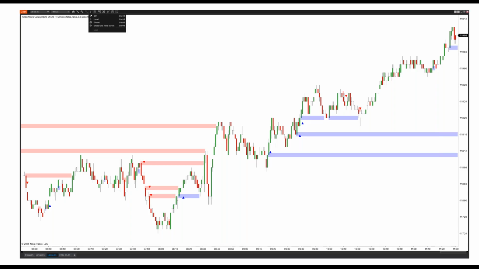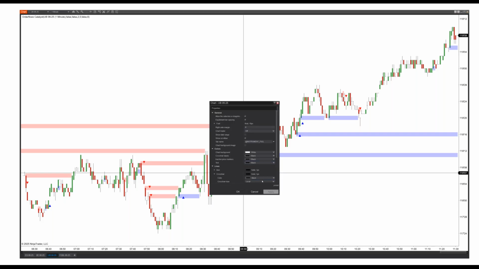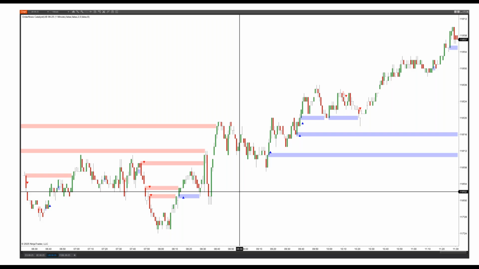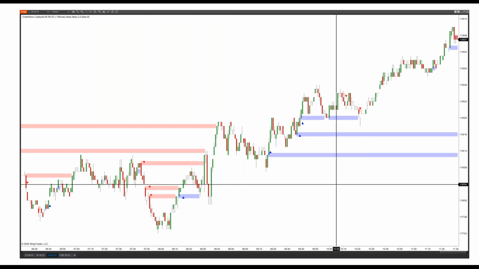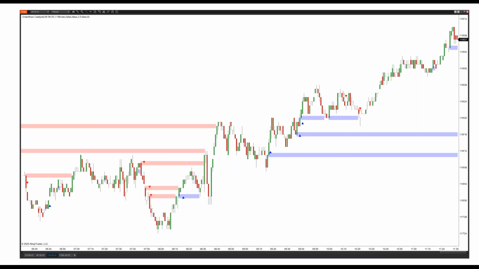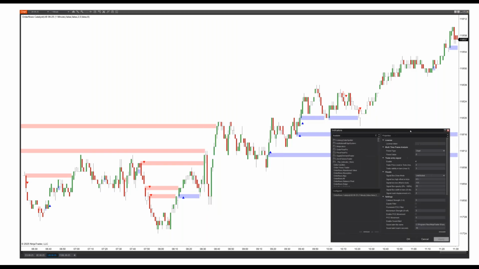Let me just get the crosshairs up. Make it darker here. Crosshairs, make this one 3. Okay, so you see there's fewer signals when it's set to a higher strength. And again, it depends on the market that you're looking at as well, what you're going to set it to. Let's just go back to the default setting of 3.